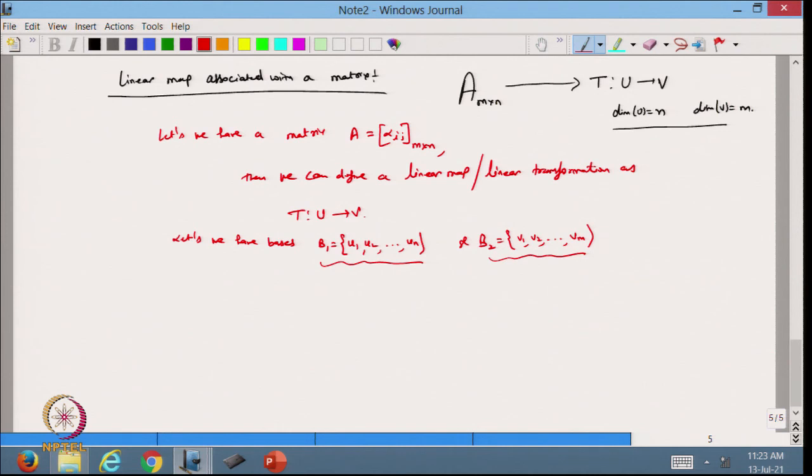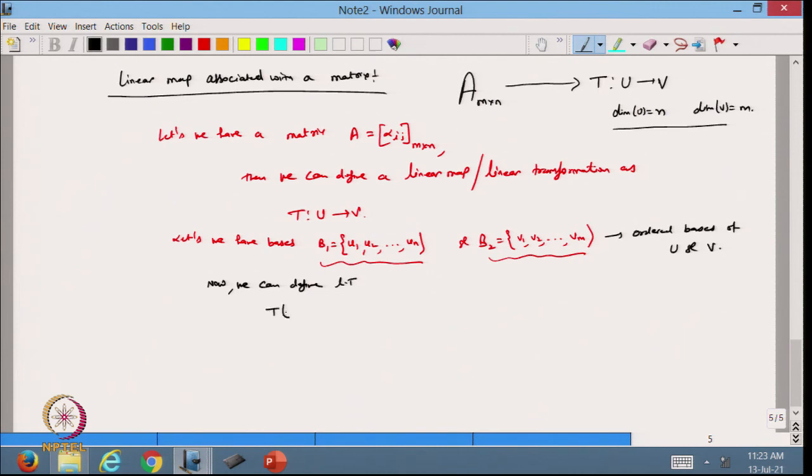Now, I know how we can define the linear transformation. So, these are the ordered bases of U and V. Now, I can define, so now we can define the linear transformation like this.